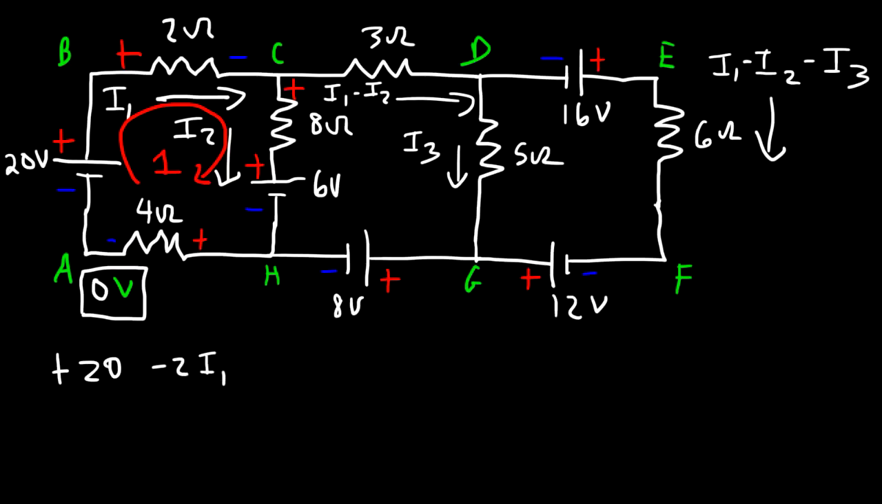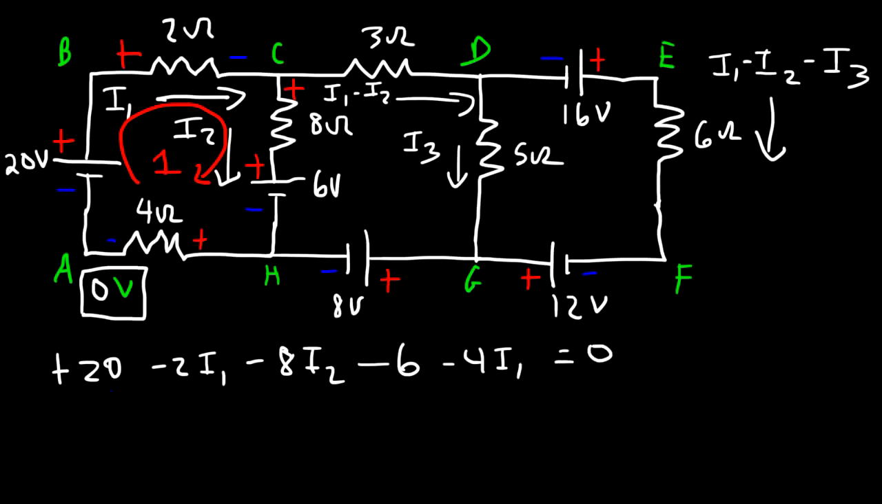And then as we follow the loop through the 8 ohm resistor in the direction of I2, that's going to be negative 8 I2. That's another voltage drop. And then as we go through the 6 volt battery, we're going from a high potential to a low potential. So that's going to be a voltage drop of 6 volts. And then following I1, which goes through the 4 ohm resistor, that's another voltage drop of negative 4 I1.